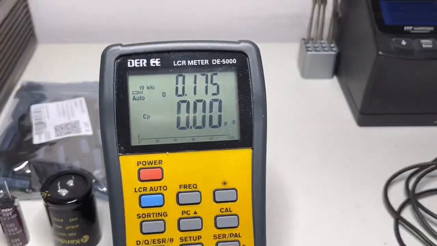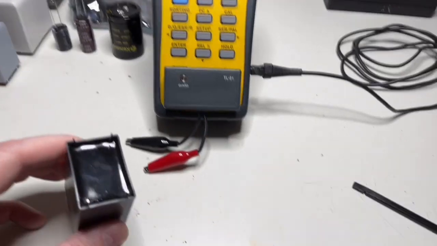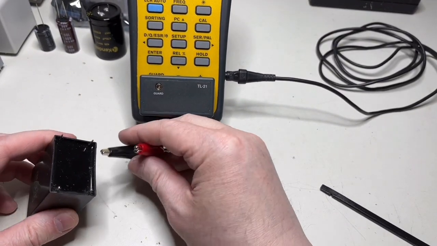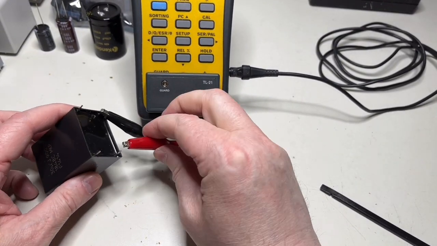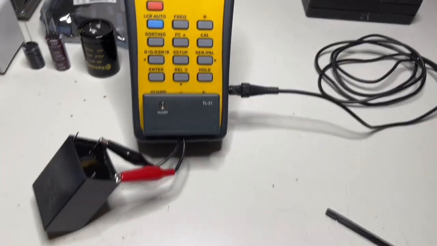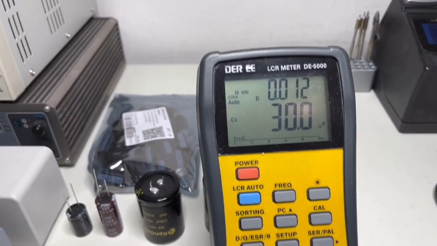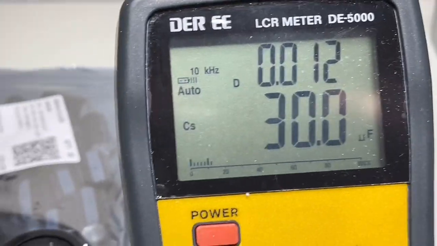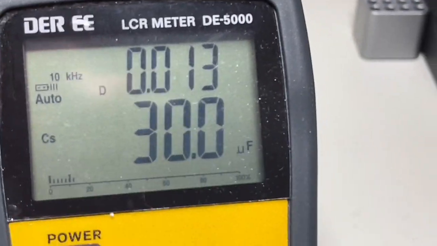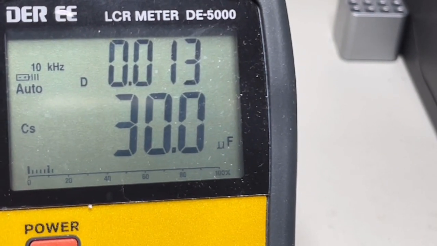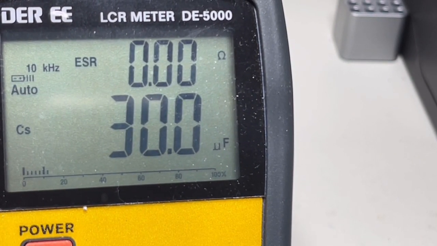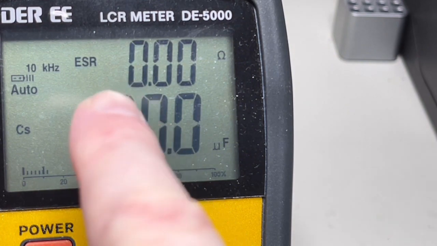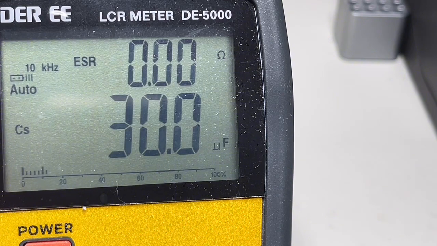And let's connect it. Again, this is just as a comparison thing, nothing else, yeah? Here we have it at 10 kilohertz. It's a little bit difficult. Here you have it. It wants the D. I don't want D, I want ESR. And again, the ESR at 10 kilohertz is too low to be displayed in a 3-digit value.